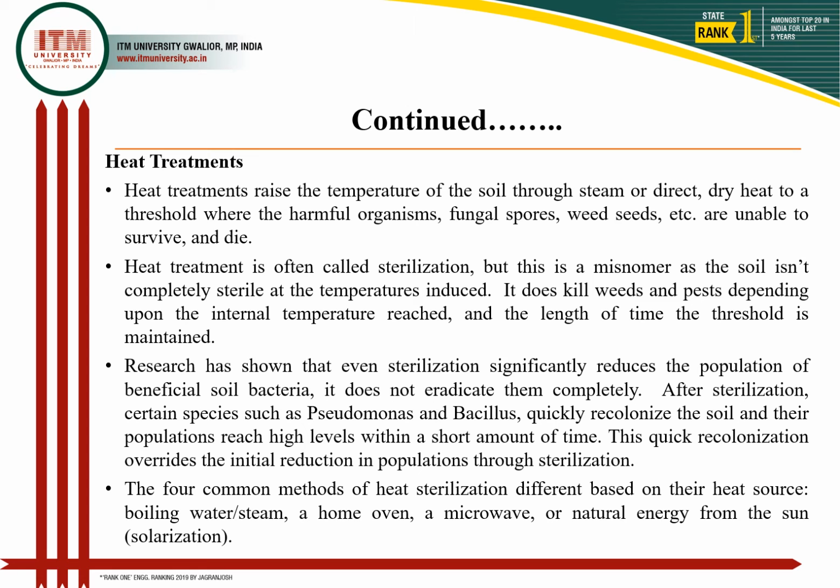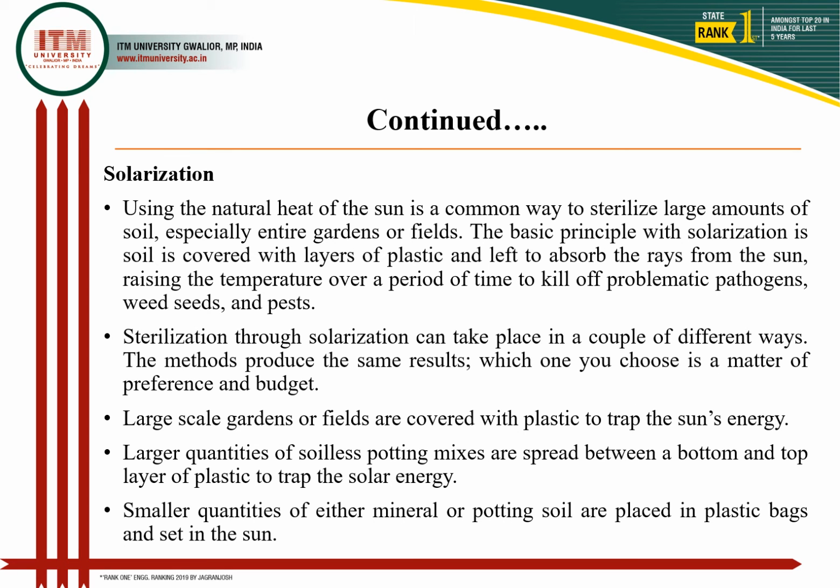Solarization is one of the common methods, where you cover the soil with plastic, so that the rays absorbed by the plastic stay inside the plastic cover and increase the temperature, which is effective for killing pathogens, weed seeds and pests. So it is one of the very important methods, solarization, for polyhouses also.